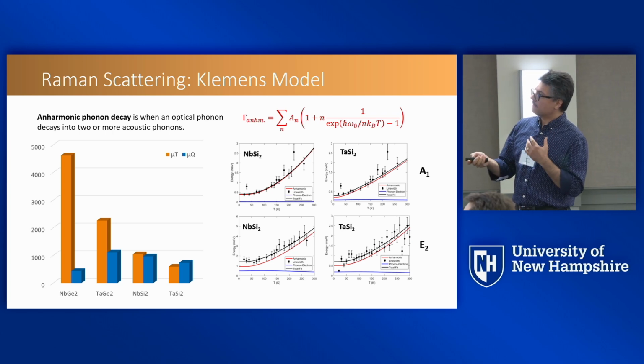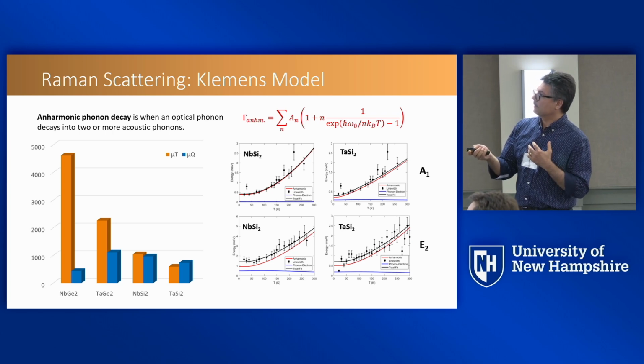Now, we saw a very large mobility, especially in niobium germanium 2. And we saw that the transport mobility in niobium germanium 2 is much larger than the quantum mobility. And this ratio is actually tuned across this series. When we go to tantalum silicon 2, in fact, the quantum mobility is larger than the transport mobility.